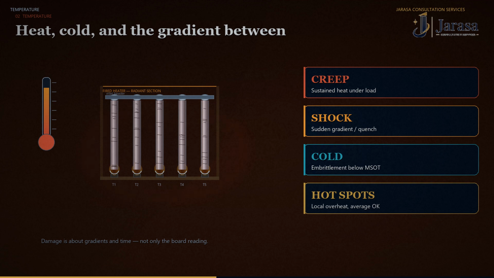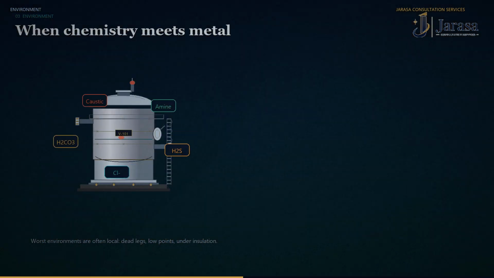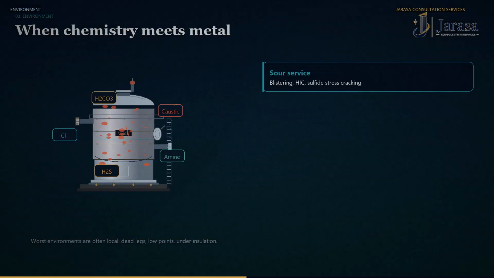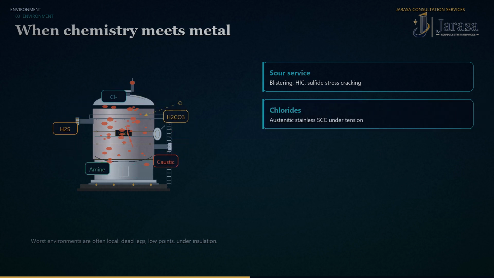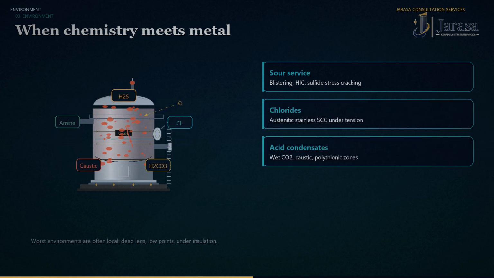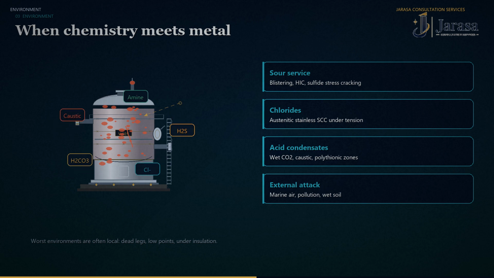Environment-based severity is chemistry meeting metal. Sour service: hydrogen sulfide drives blistering, hydrogen-induced cracking, and sulfide stress cracking in susceptible steels. Chlorides love austenitic stainless and open the door to stress corrosion cracking under tensile stress. Acidic condensates, wet CO2, amine carryover, caustic, and polythionic acids each have their preferred attack zones, especially where condensation, stagnation, or underdeposit chemistry concentrates the aggressor.